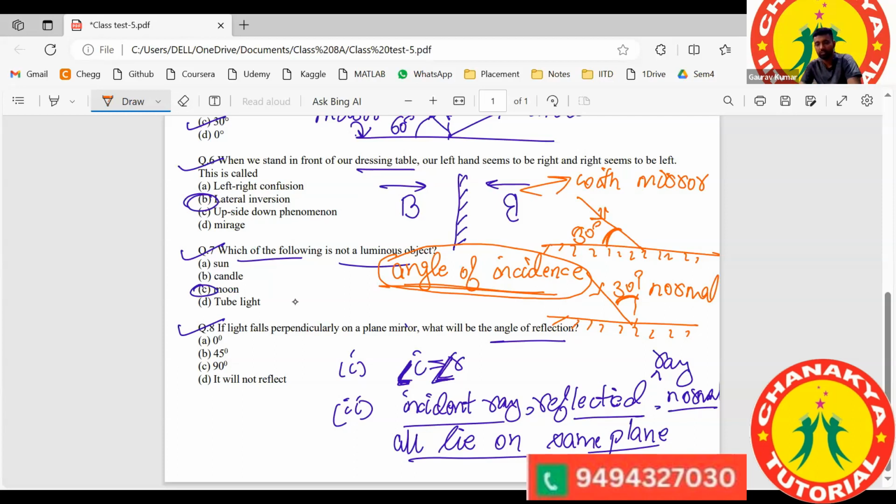So Ashwat, are you clear? Yes, sir. Is your doubt clear? Yes, sir. Okay, so whenever there comes angle of incidence or angle of reflection, that means we will make a normal and we will measure the angle with the normal.